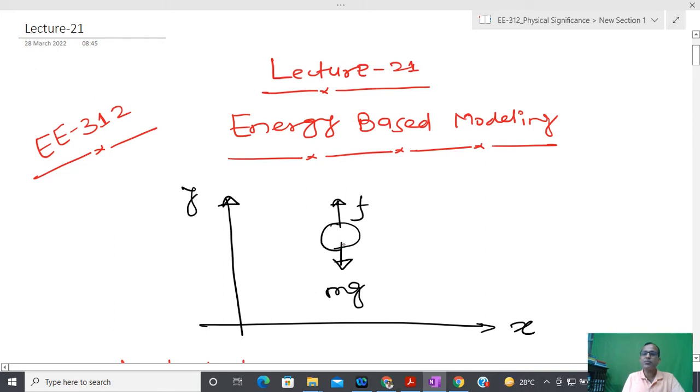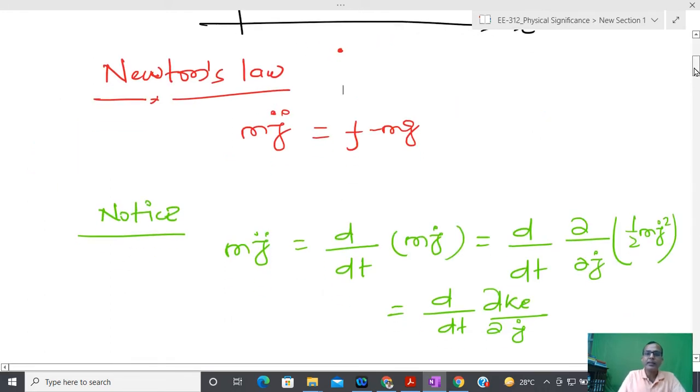Since the situation is very simple, I can apply modeling by first principles. Modeling by first principles suggests that you identify all the different kinds of forces, and after that you apply Newton's second law. If you apply Newton's second law, I can write m y double dot equal to F minus mg. Force F is acting vertically upward and mg in the downward direction. I am assuming that y is completely differentiable because this is moving in a straight line. Now let us try to notice something from this equation.